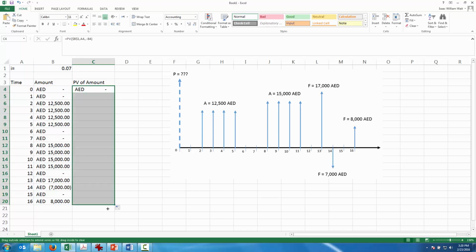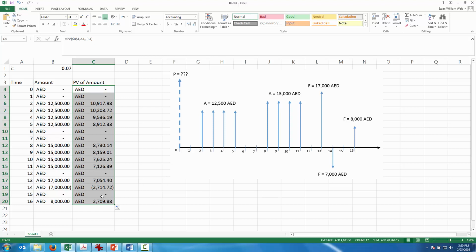So if I drag it down, what we'll see, for example, is that 8,000 dirhams in year 16, if I'm discounting it at 7%, it's only worth 2,700 dirhams in today's terms. And so that makes sense to us. Remember, we've said that money in the future is less valuable than money in the present. And so 16 years in the future, that 8,000 dirhams isn't really worth much today.